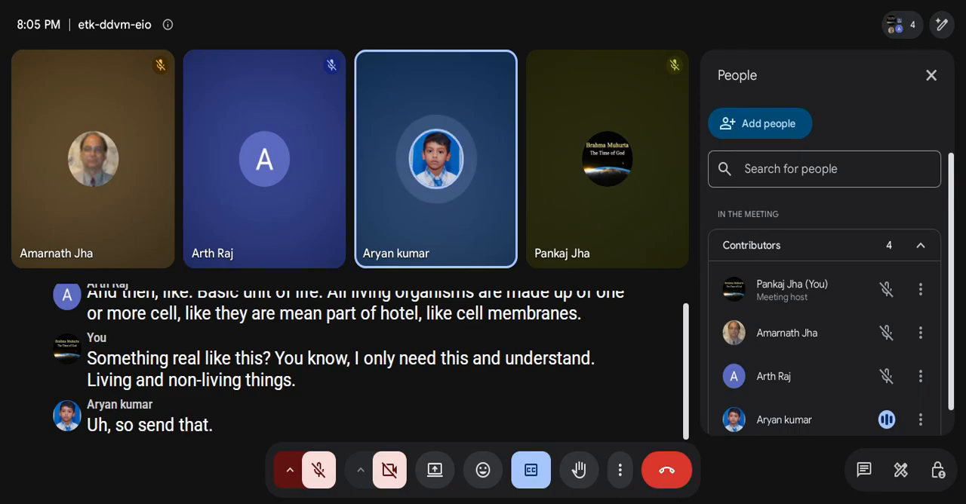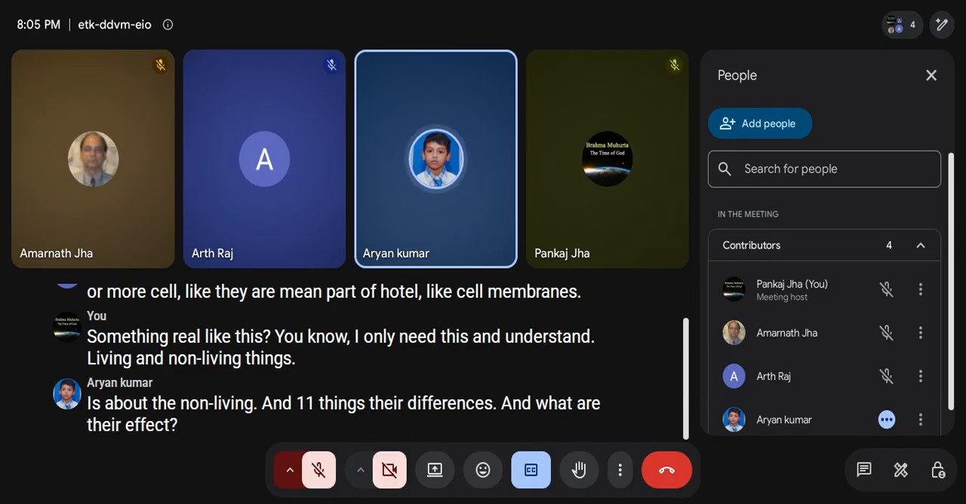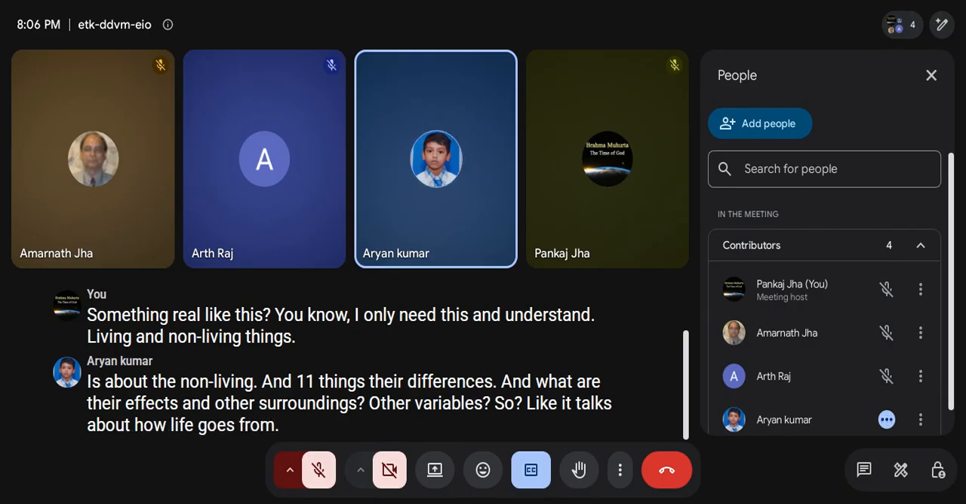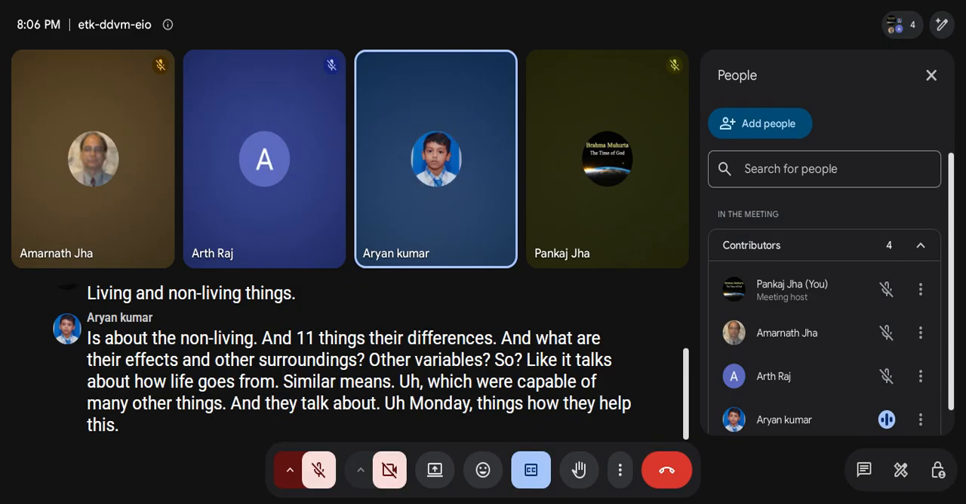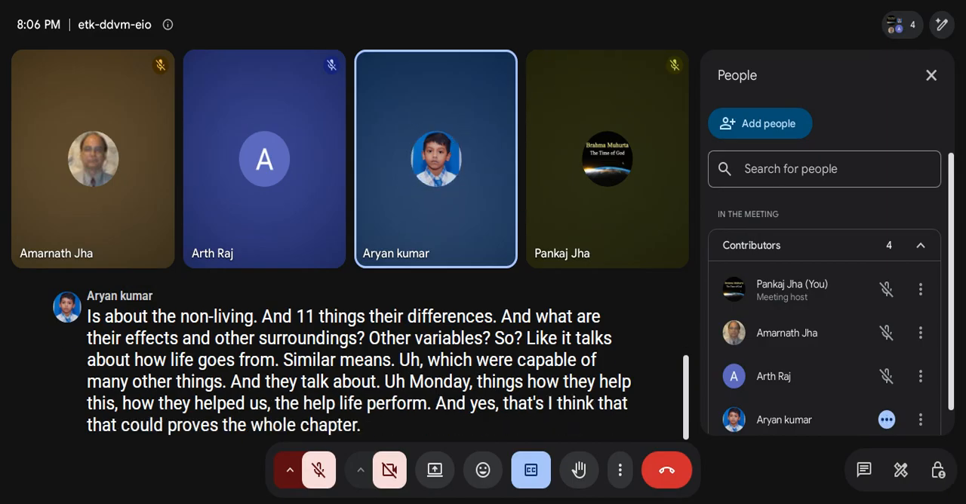So that topic just discusses the non-living things and the living things, their differences, and what their effects are on other surroundings, other variables. It talks about how life evolved from unicellular to multicellular beings, which were capable of many other things, and they talked about non-living things, how they helped life to form. And yes, I think that concludes the whole chapter.